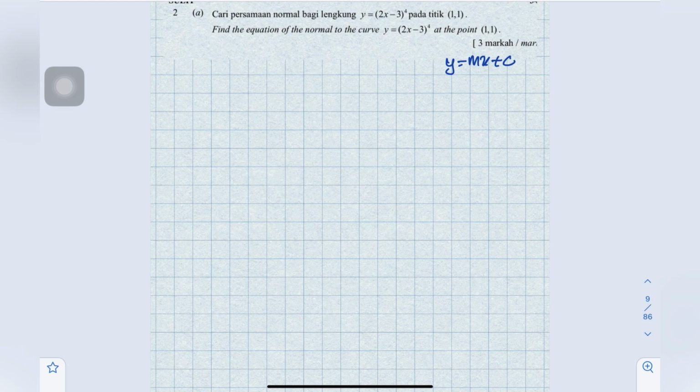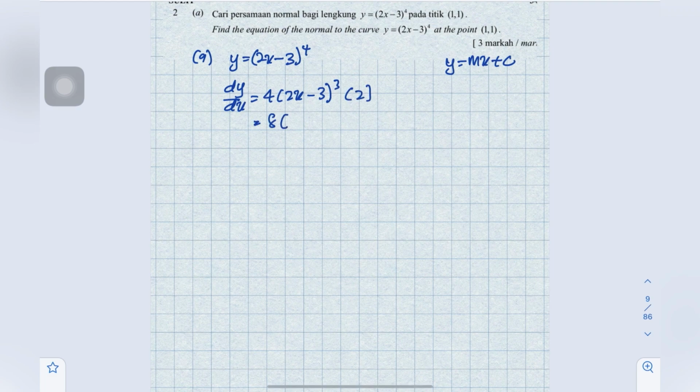We need to find dy/dx first. So y equals to (2x minus 3) power of 4. So dy/dx equals to 4(2x minus 3) power of 3 times 2. So this one is 8(2x minus 3) cubed, and we have the point (1, 1). So substitute x equals to 1, 2 minus 3 is negative 1, cubed. Okay, so then dy/dx equals to negative 8. Okay, so dy/dx is gradient of tangent.